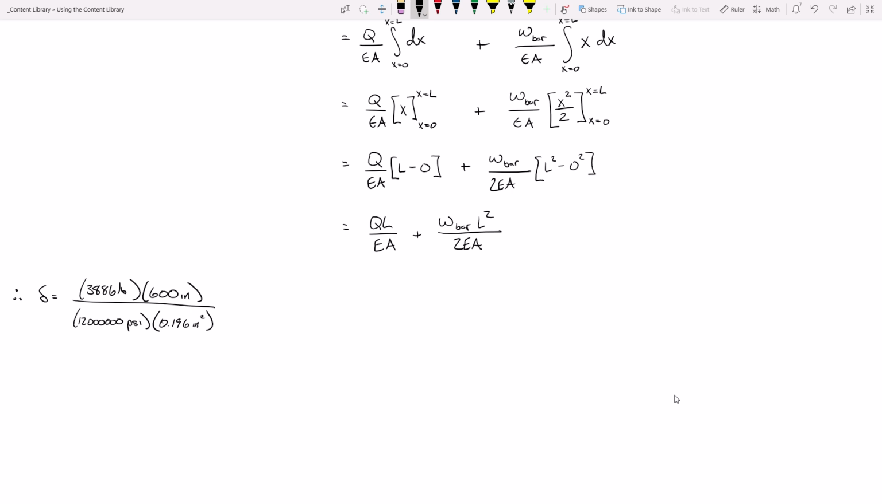I apologize if that's too small in the back. If you need me to blow that up, I will. But this is QL over EA plus, then we have another fraction, 2, don't forget the 2. And this is 600 inches squared. So, over here on this second formula, don't forget the squared, don't forget the 2.